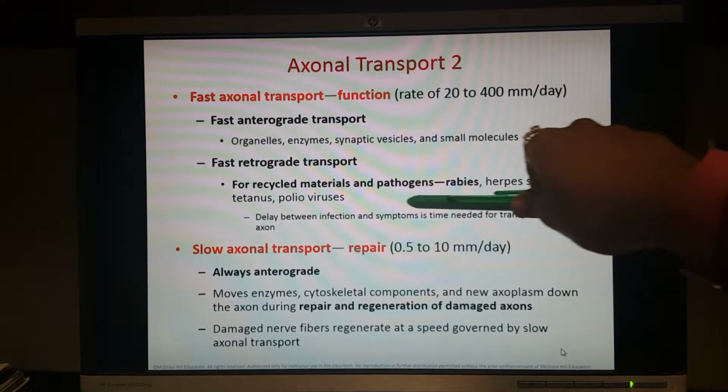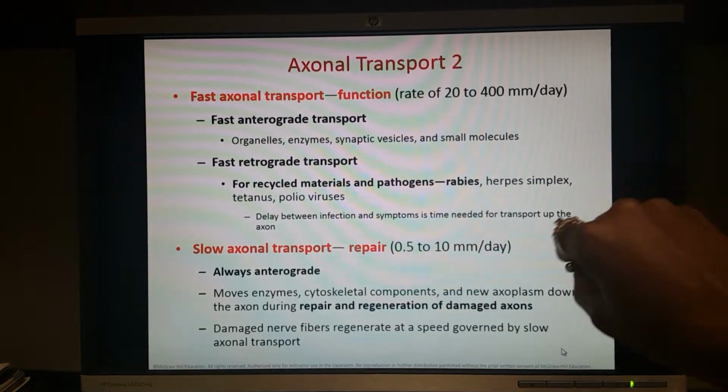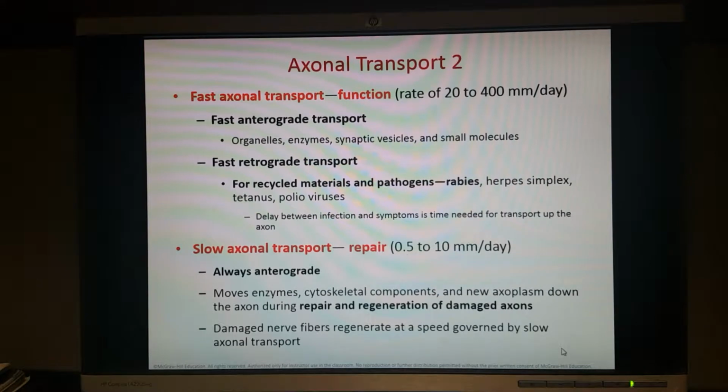Other things that use fast retrograde transport are different types of pathogens. So viruses, rabies, herpes also use this type of transport to infect your nervous system. So with these pathogens, it actually allows them to get into your brain because they're using that transport up through your cells.